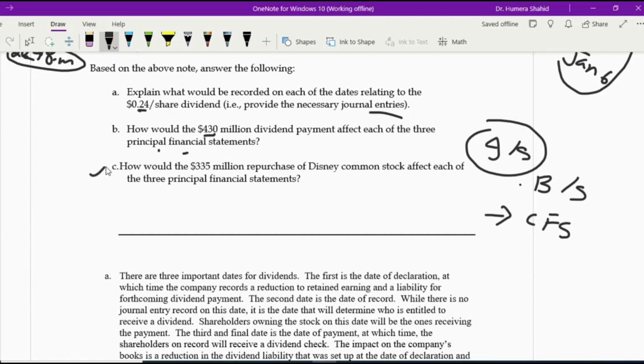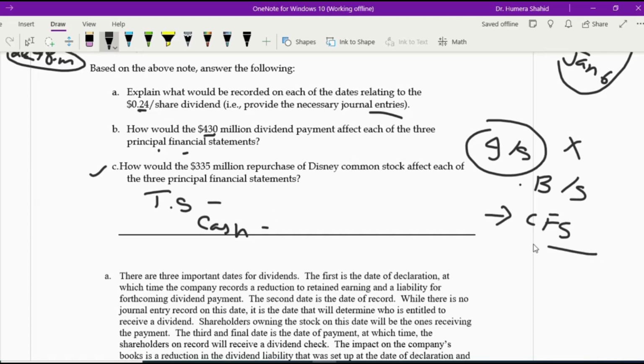Let's talk about point number C. How would the 335 million repurchase of Disney common stock affect each of the 3 principal financial statements? When the company repurchases the shares, treasury stock gets debit and cash gets credit. So if you see, both of them are balance sheet accounts, so the income statement again is not going to be affected. In the balance sheet, on the asset side, cash will decrease because of this repurchase. On the other side, equity will decrease because of the treasury stock, as it is a contra equity account.